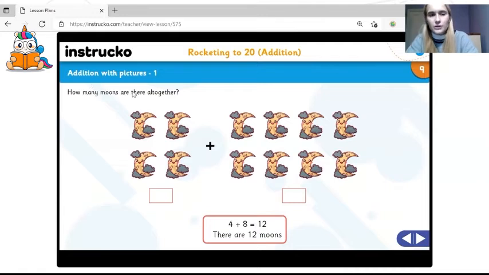So in this first question, we have the question, how many moons are there altogether? So here you would add both of the sides of the equation together. So we have 4 on the first side, and then we have 8 on the second side, and then we'd write out the addition sentence here. So 4 plus 8 equals 12. So we have 12 moons.